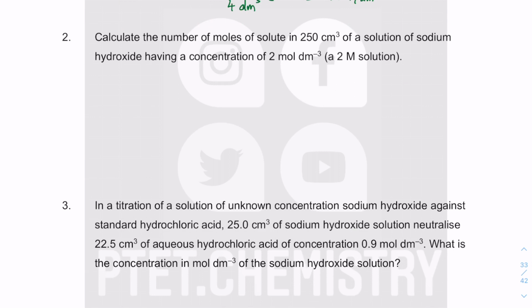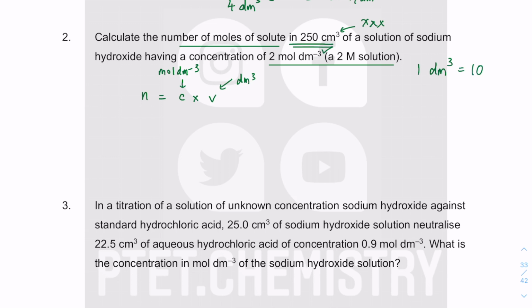Question 2. Calculate the number of moles of solute in 250 cm cube of sodium hydroxide having a concentration of 2 molar, or you can pronounce it as 2 mole per dm cube solution. So we want to find the number of moles in 250 cm cube. So we know that the number of moles is equal to concentration times volume. The concentration has to have a unit of mole per dm cube, which is the case. The volume must be in dm cube, which is not the case.